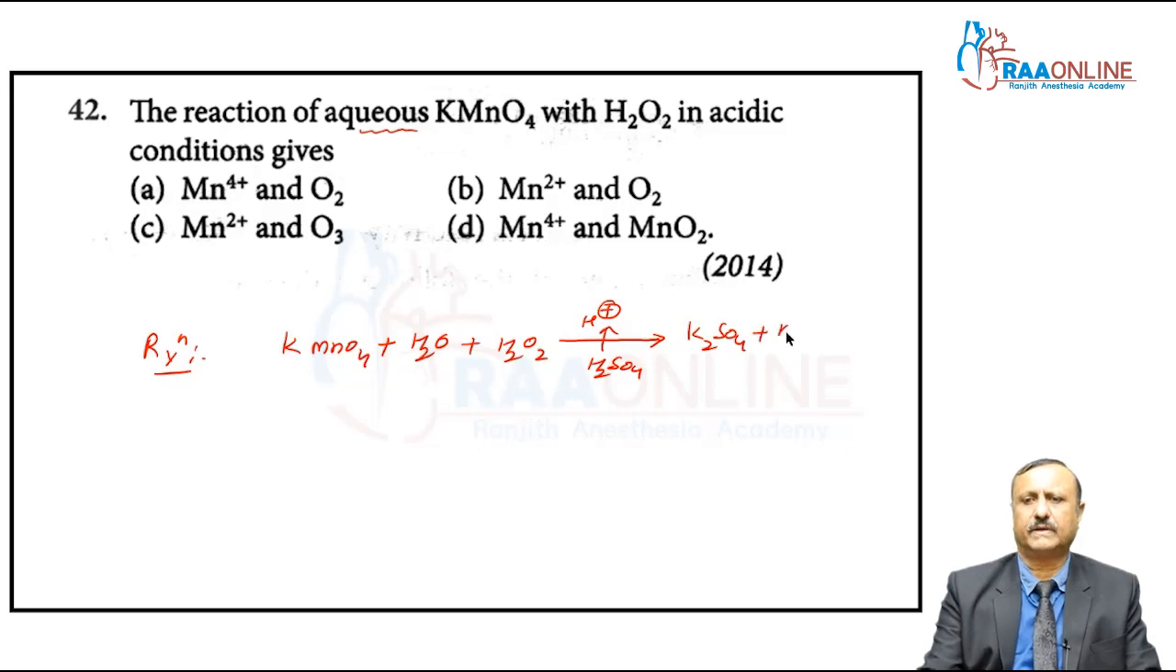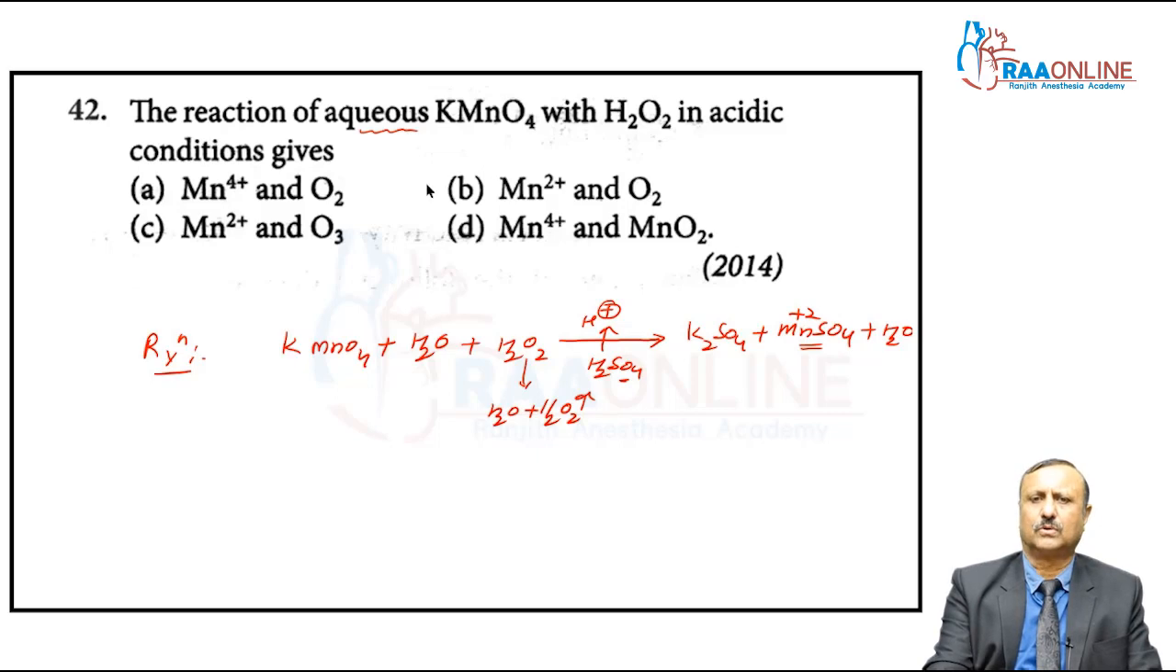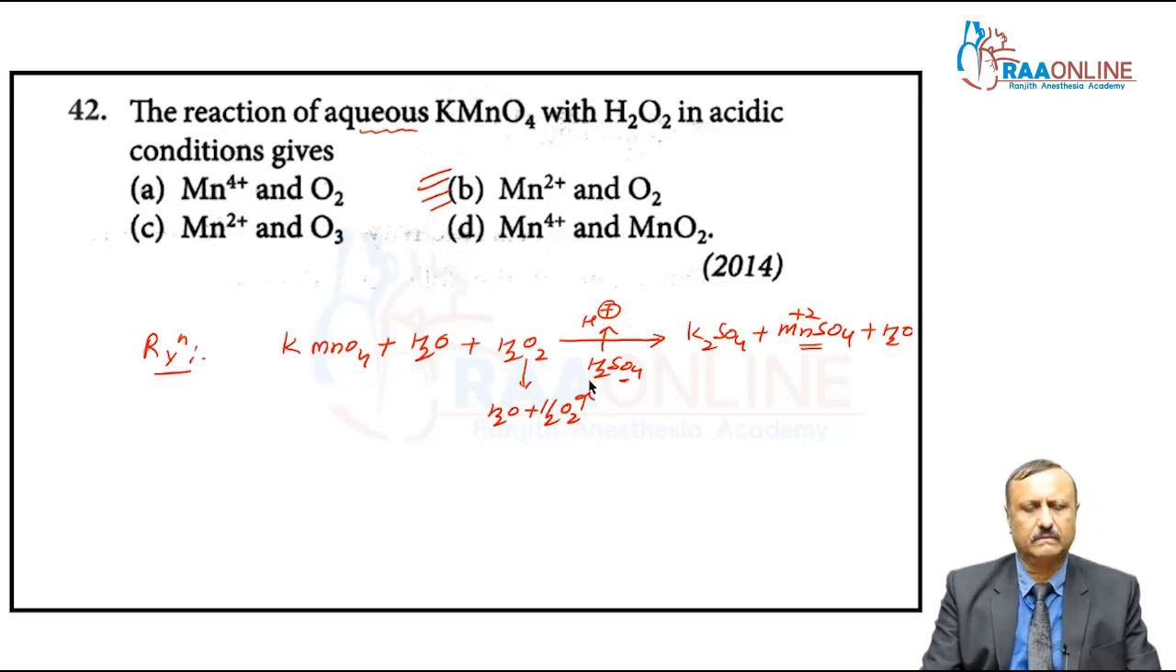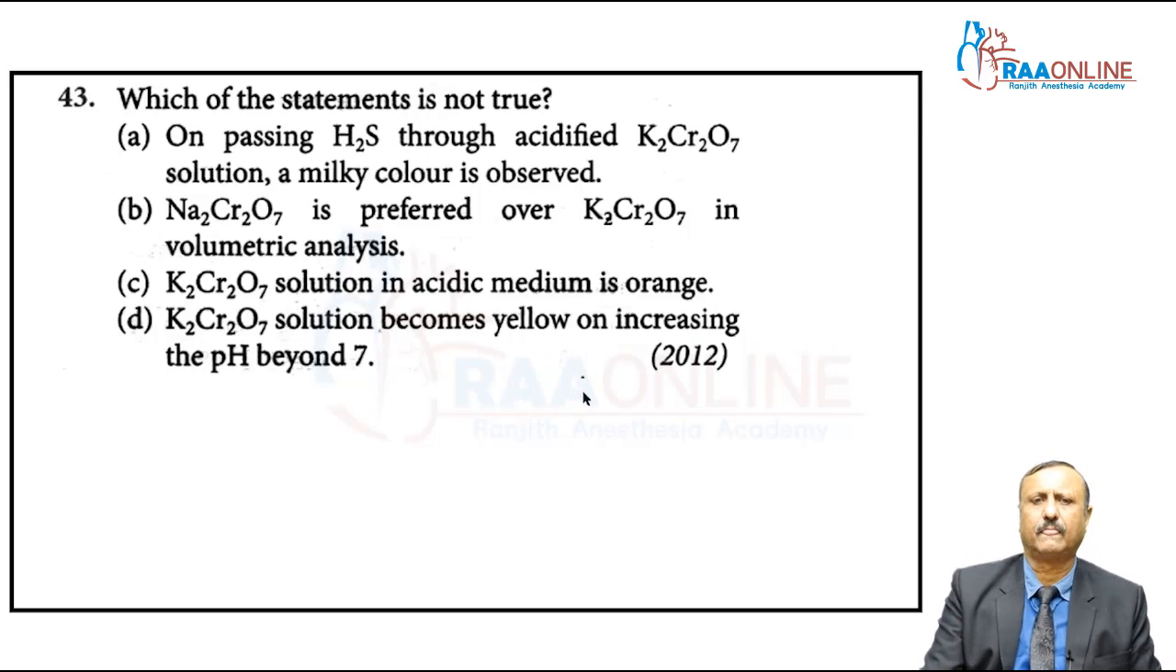K2SO4 plus MnSO4. Due to this H2SO4, these are converted, and hydrogen peroxide will give us oxygen because it is decomposed to water and half O2. My dear students, here you can get the Mn2+ ions from MnSO4. So, you can get Mn2+ ions and O2. So, your answer is B, question number 42. Now, we can see question number 43.